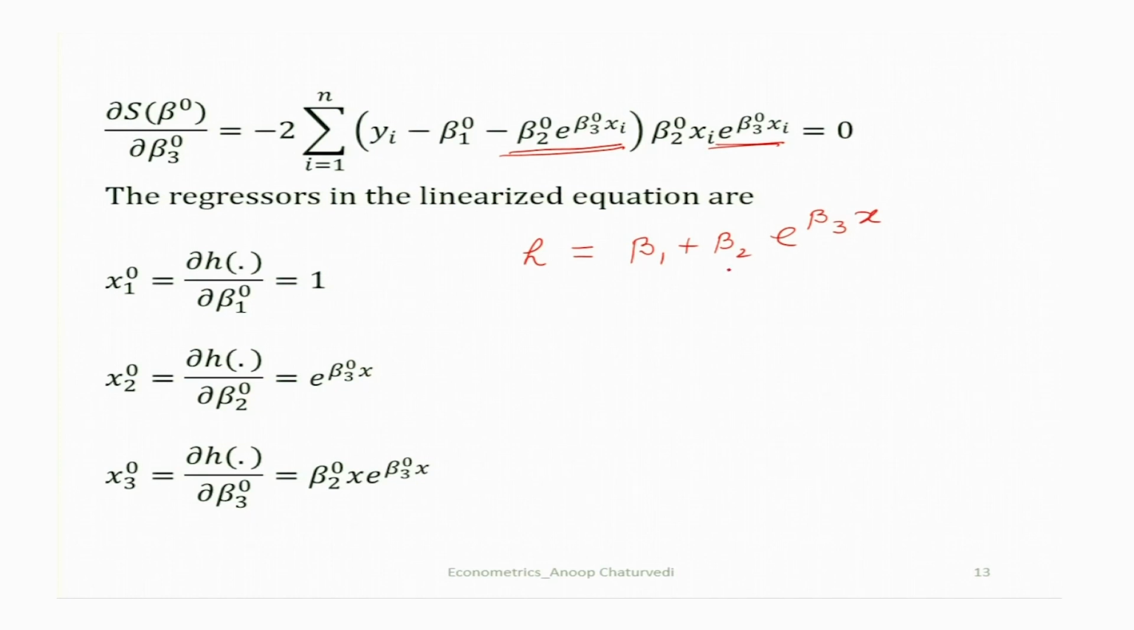If you differentiate with respect to beta 2, you get this term, and then we write beta 3 equal to beta 3 naught. And then x 3 naught is equal to, we differentiate with respect to beta 3 naught. So, you obtain, you write beta 2 equal to beta 2 naught. So, you get beta 2 naught here, and then you have x e to the power beta 3 naught x. So, you get these values of x 1 naught, x 2 naught and x 3 naught for this example.